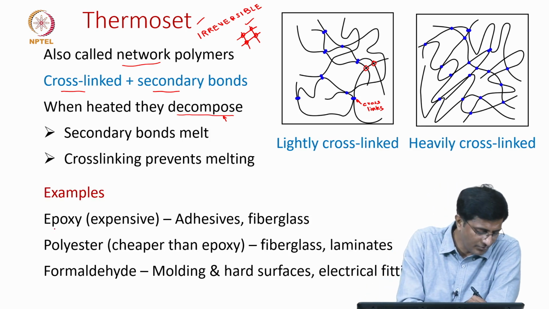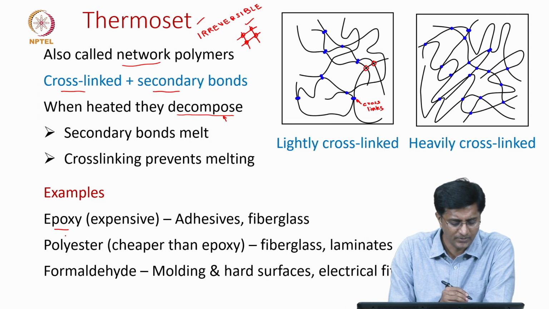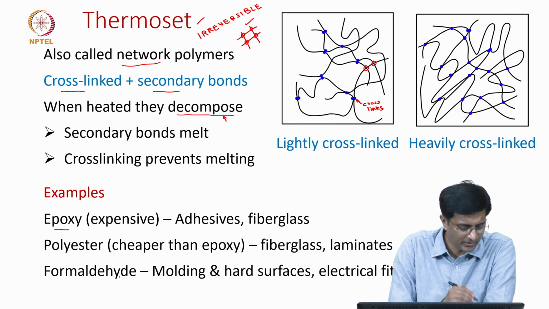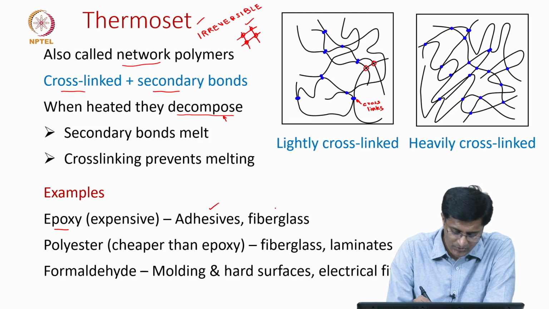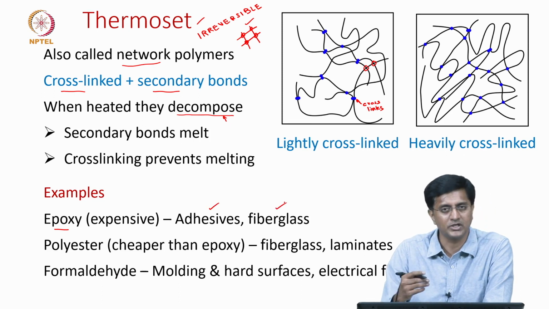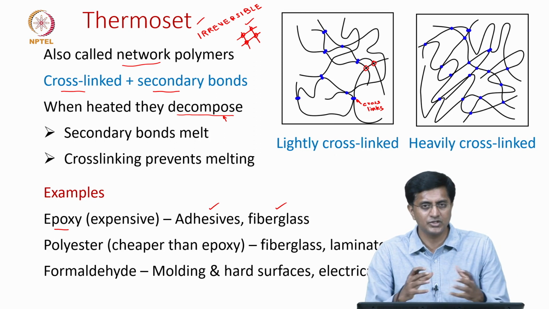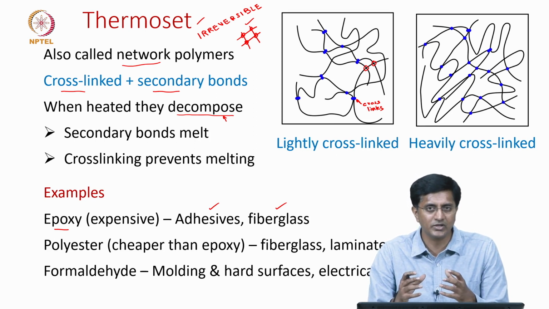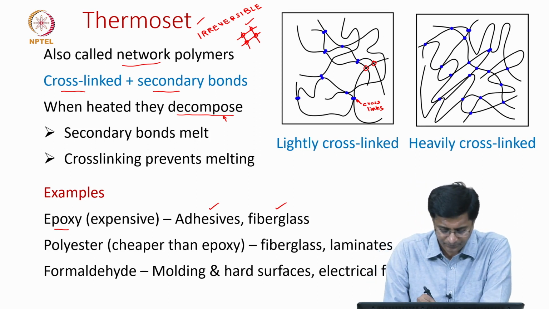Epoxy is a very commonly used thermoset. These are slightly expensive compared to other polymers. These are mostly used in adhesives and FRPs, like the fiber reinforced plastics. So these are used as the matrix materials for reinforcing the fibers, which are commonly called fiberglass as well.